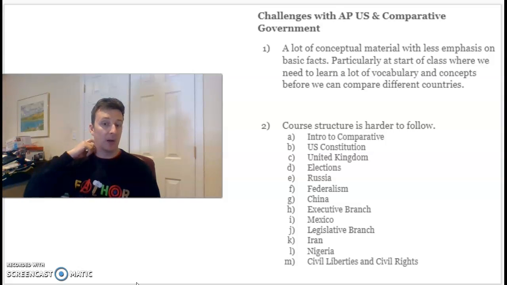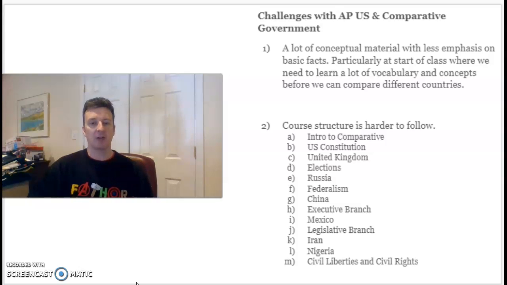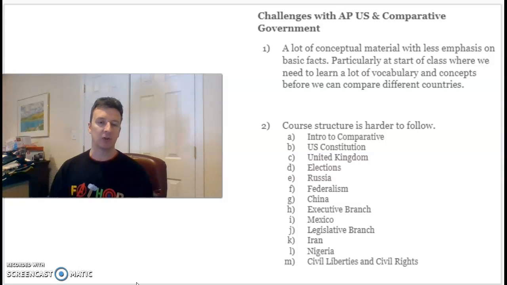So we do an intro to comparative, then we jump into the Constitution, then we flip back to the United Kingdom, comparing the United Kingdom's lack of a Constitution to the US's Constitution, and what advantages and disadvantages that provides. We then jump into elections. We go to a unit on Russia. Then we jump to federalism in the United States, then back to China, then to the U.S. executive branch, then to Mexico, then to the U.S. legislative branch, then Iran, then likely we'll also do Nigeria right after Iran, and wrap up with civil liberties and civil rights. It's a lot.